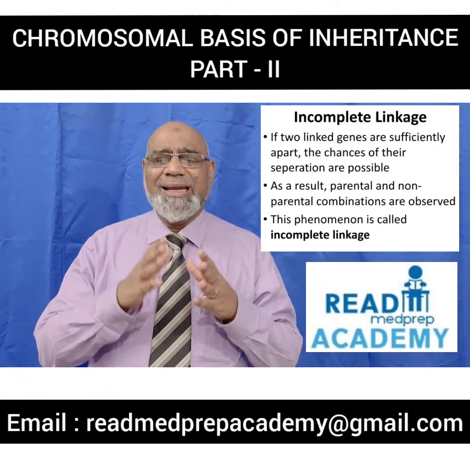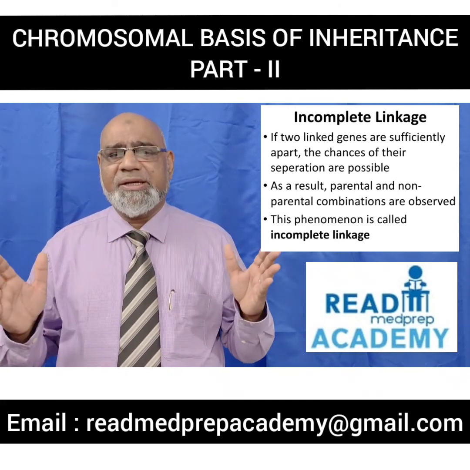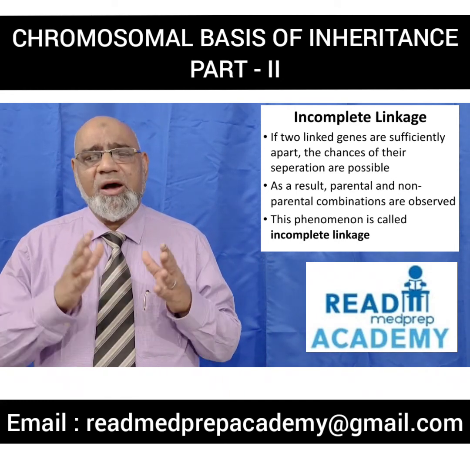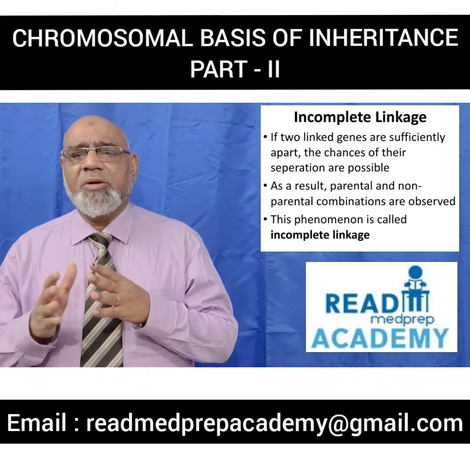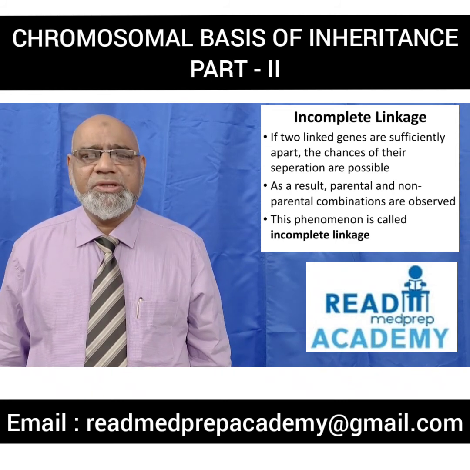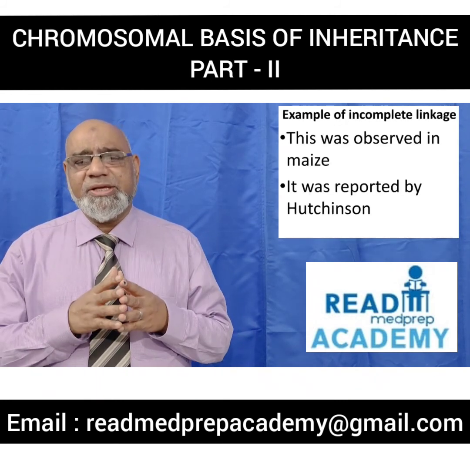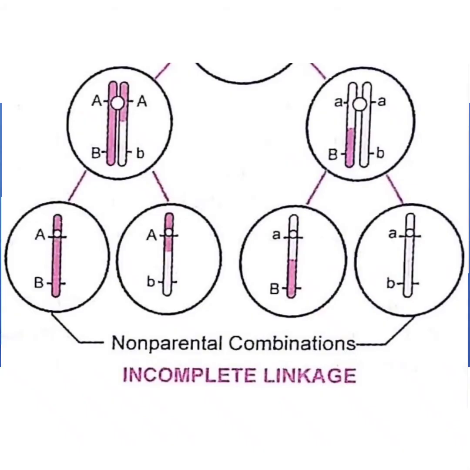In incomplete linkage, if two linked genes are sufficiently apart, the chances of their separation are possible. As a result, parental and non-parental combinations are observed. This phenomenon is called incomplete linkage. This was observed in maize. It was reported by Hutchinson. Here in this image you can see the parental combination having the chromosomes capital A, capital B in one homologous chromosome, capital A and small b in another homologous chromosome.